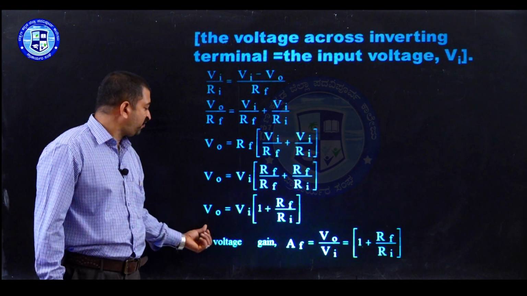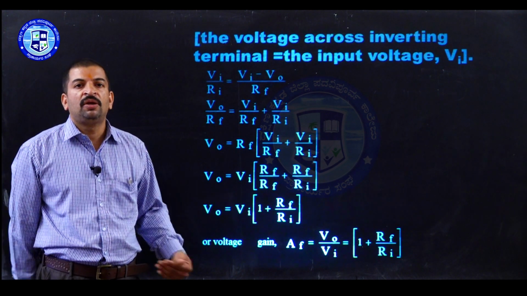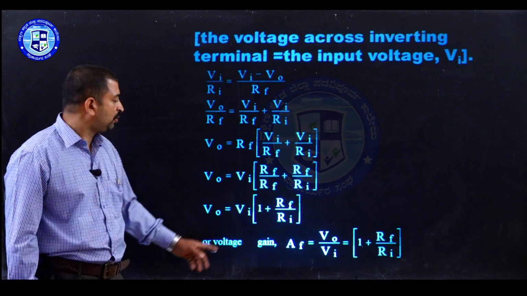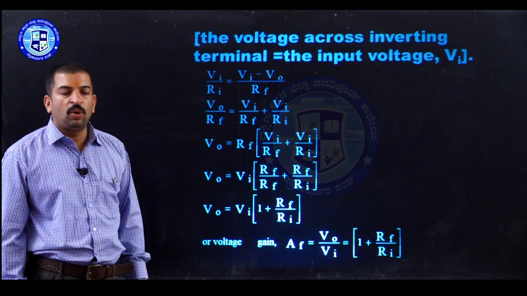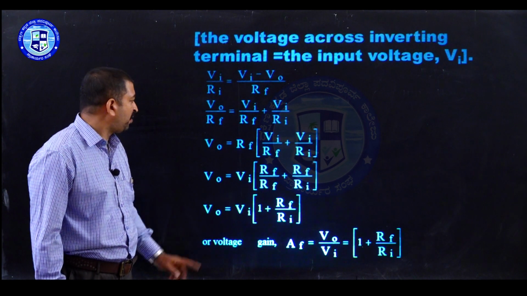Now take Vi to the left hand side of the equation. So the equation becomes V naught divided by Vi equal to 1 plus RF by Ri, which is the expression for the voltage gain of an inverting amplifier.